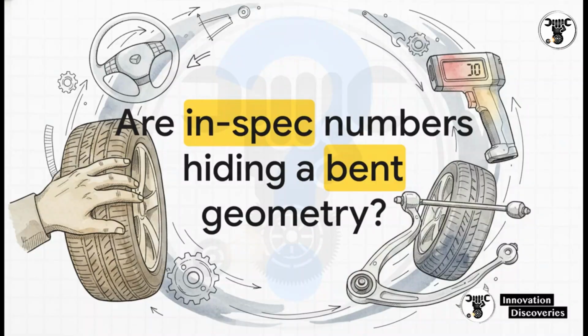Which brings us to our final provocative thought for today. As a technician, are your perfectly in-spec alignment numbers secretly hiding a fundamentally compromised, bent geometry? It's a huge reminder that we always need to look beyond the computer screen. Get your hands dirty, feel the tire wear, test the self-centering, check the pyrometer data, and actually inspect the metal.